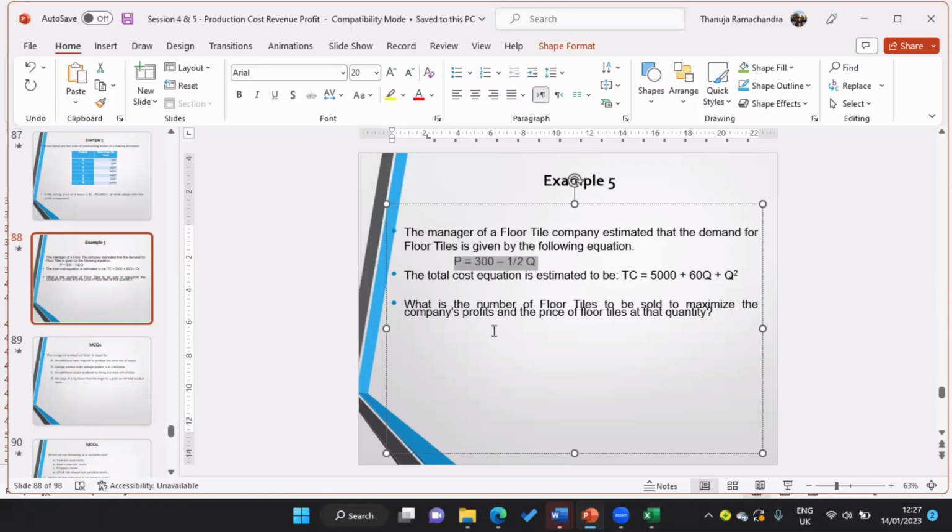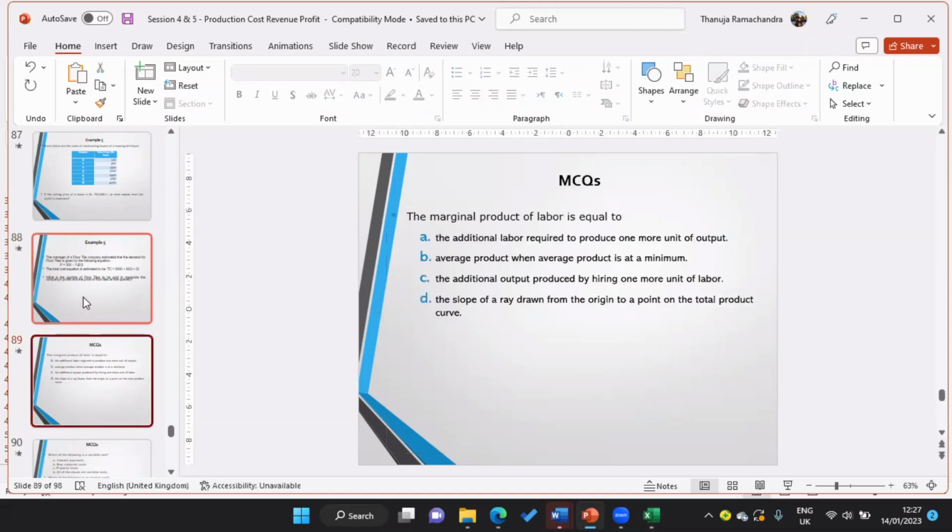Okay, so it is the number of tiles to be sold to maximize the company's profit. So Q equal 80. Price of the floor tiles at that quantity. So here we put Q 80. So P equal 300 minus 40. That is 260. Okay, right. Okay. Quickly do this MCQ.